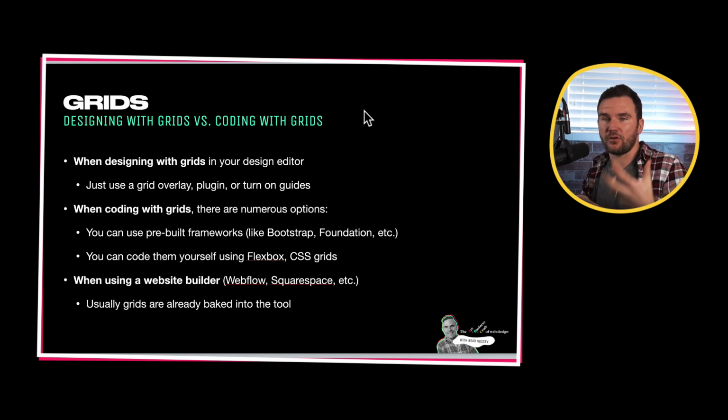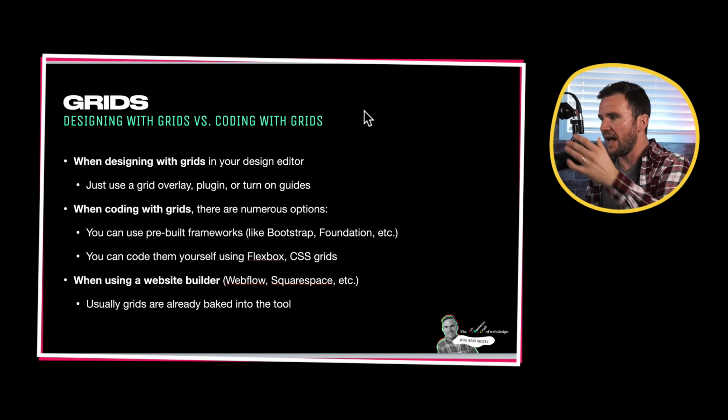So when designing with grids versus coding with grids, if you're using a tool like Photoshop or Adobe XD or any other wireframing tool, you can turn on grids, you can add an image overlay, you can turn on guides, and then you can actually design and outline things and organize your layout with the grid that's already installed.